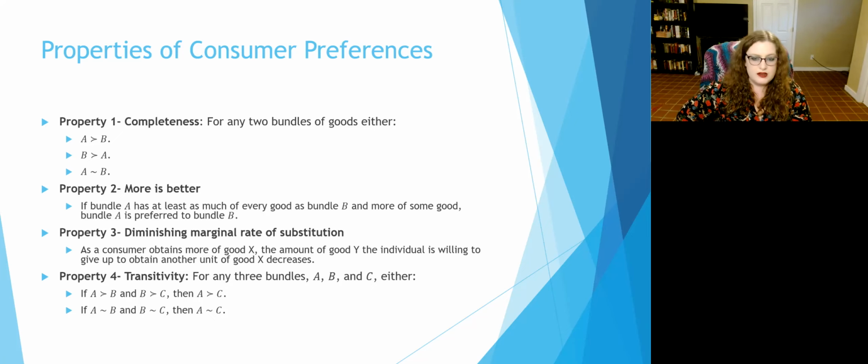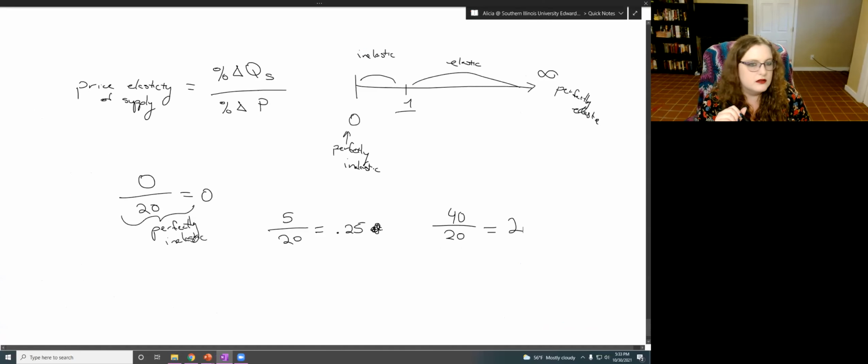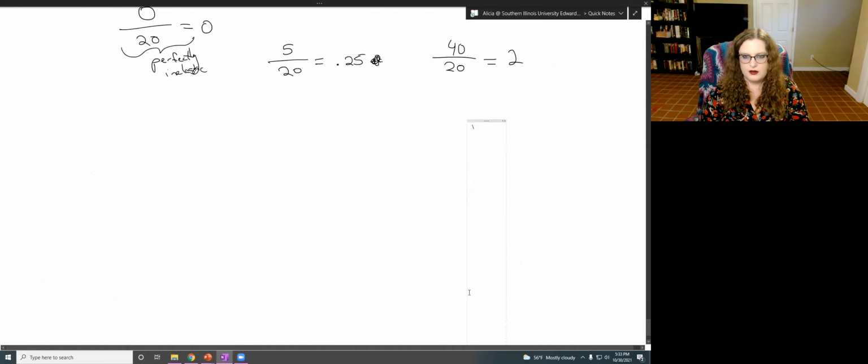3, diminishing rates of substitution. This one's the idea that as consumers obtain more of one good, the amount of the other good they're willing to give up decreases. Let me show you in a graph what that means, because this idea of diminishing rates of substitution kind of matters.